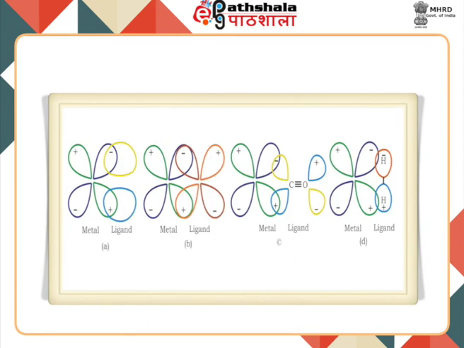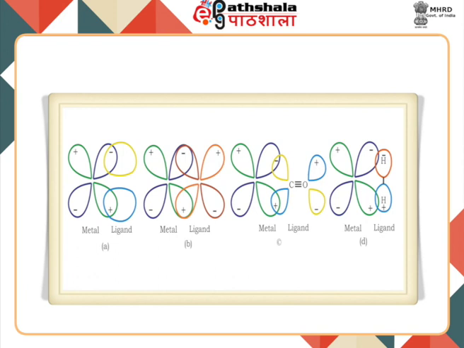There are various types of pi bonding interactions possible, which are shown in figure 2. They can be named as d-pi, p-pi type of interactions or d-pi, d-pi type of interactions. We can have d-pi, pi antibonding type of interactions and d-pi, sigma bonding type of interactions. In principle, either the ligand or the metal can act as an electron donor.